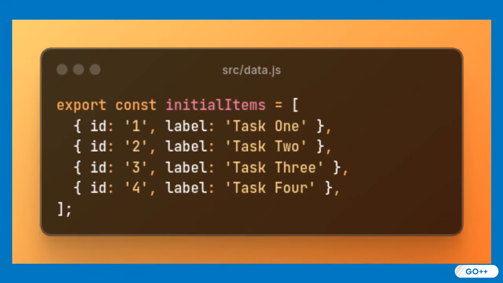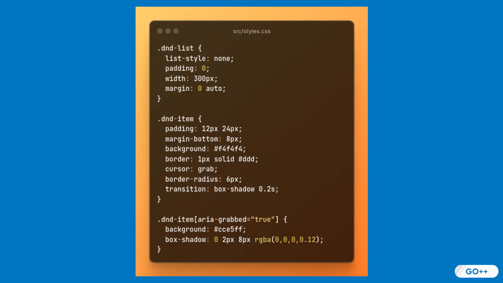This is the data module containing the initial list of items to display in the drag-and-drop list. Each item includes a unique ID and a label. This CSS file provides the necessary styling for the drag-and-drop list. It defines the layout, appearance of each draggable item, and visual feedback for the currently dragged element.